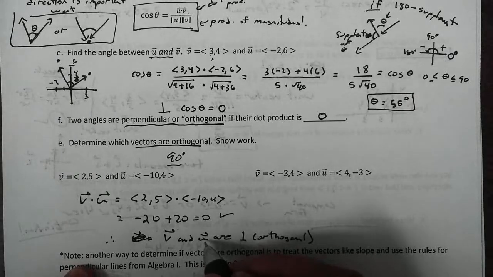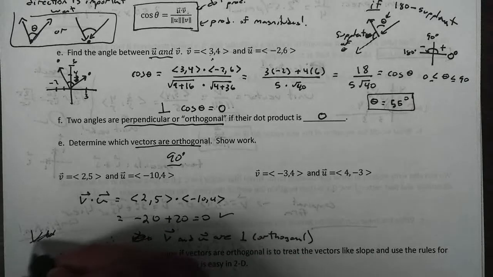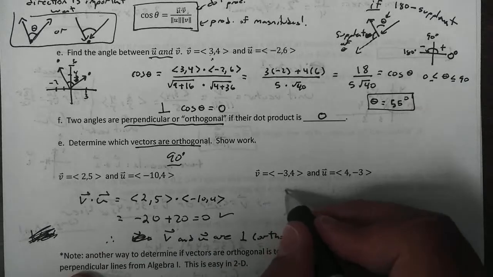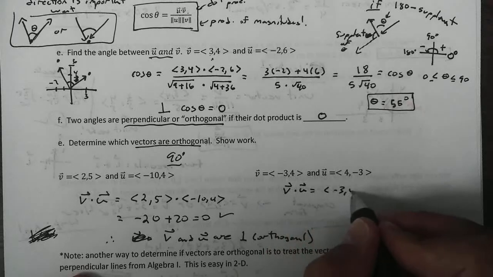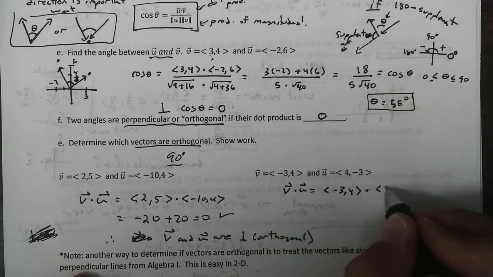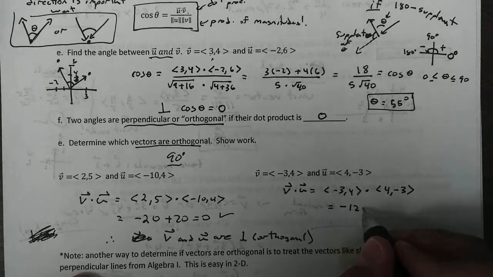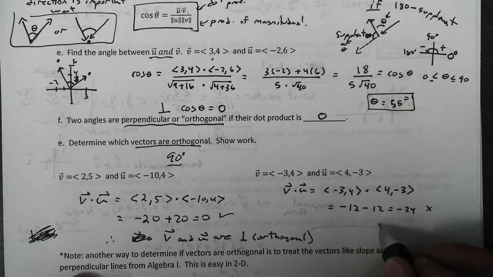One thing I want to mention, when I write my u's, I tend to put a little foot on it. Kind of helps me distinguish. Sometimes mathematicians' v's and u's tend to look alike, so we tend to put a little hook on the u at the end. So let's try this one. V dot u becomes negative 3, 4, dot that with 4, negative 3. And if we do that, we're going to get negative 12, minus 12, which is negative 24. Ooh, that doesn't work. So therefore, these are not orthogonal.